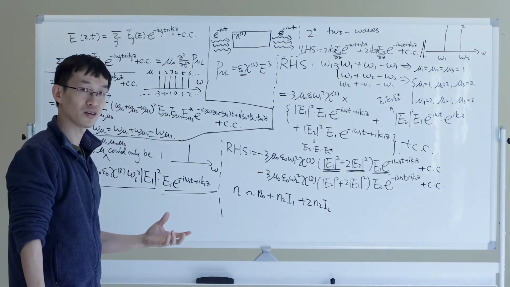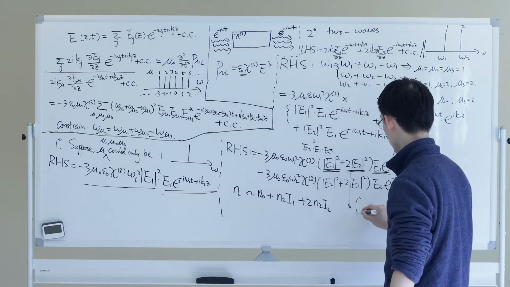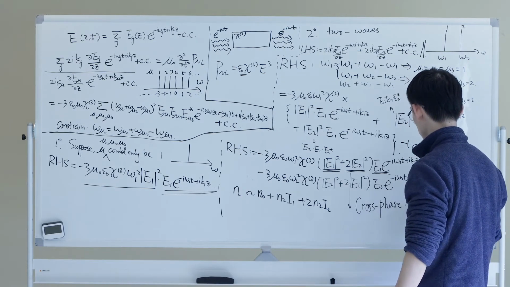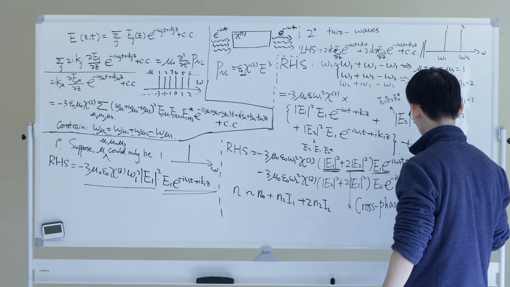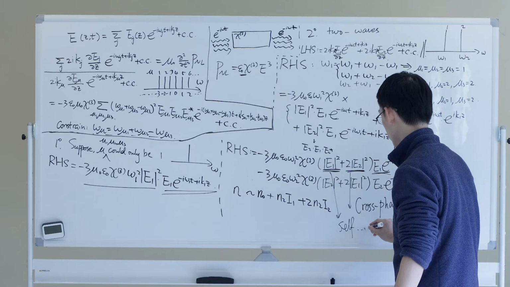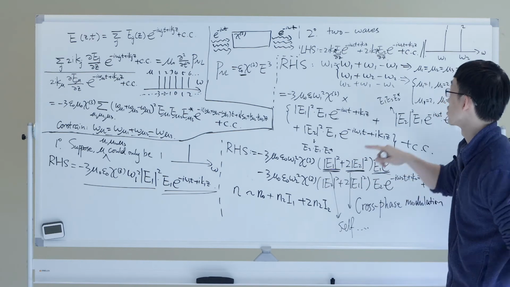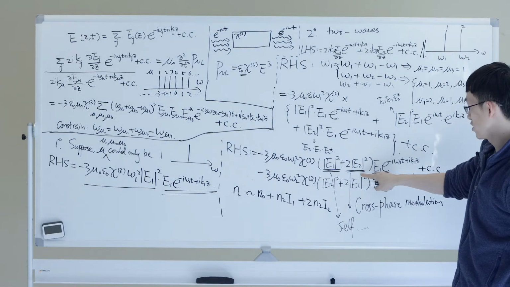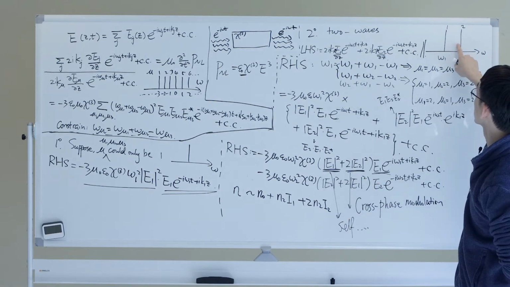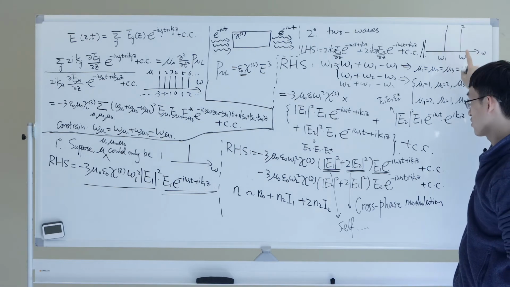And this one might be a little bit surprising to you, but this term here is called cross-phase modulation. Okay, this is self-phase modulation, as we already know. So self-phase modulation means the refraction index change is induced by your own wave. Cross-phase modulation means the refraction index change is caused by another wave. Okay, this is cross-phase modulation.